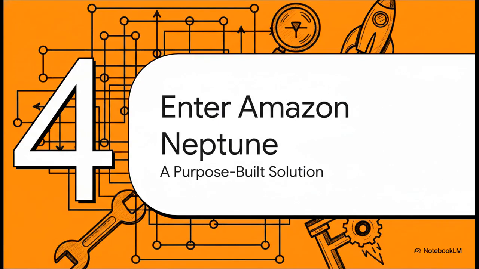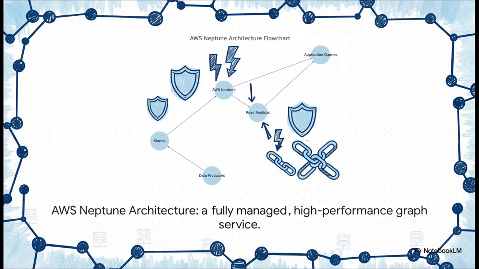And this is where we come full circle. You put down the multi-tool and you pick up the specialized instrument, the tool that was designed for this one specific complex job. And in the world of AWS, that purpose-built tool is, you guessed it, Amazon Neptune. So let's take a quick peek under the hood at Neptune.